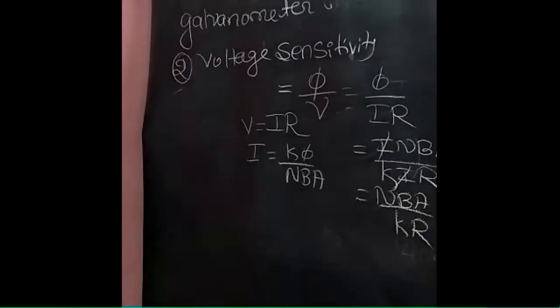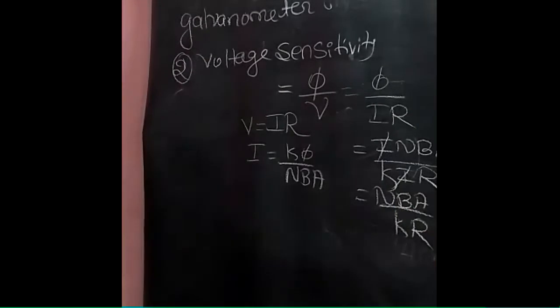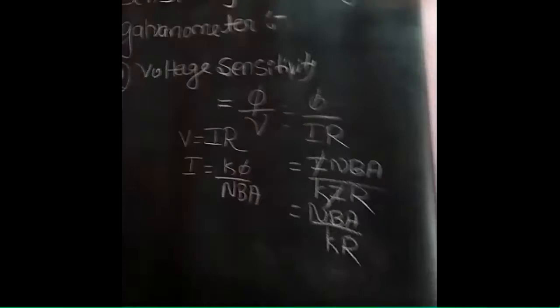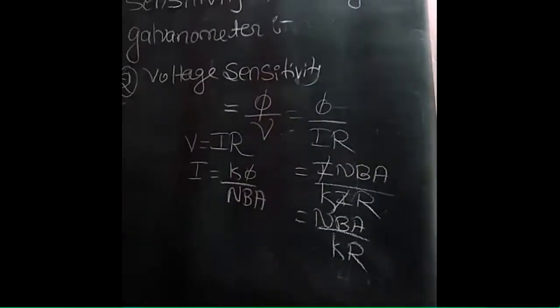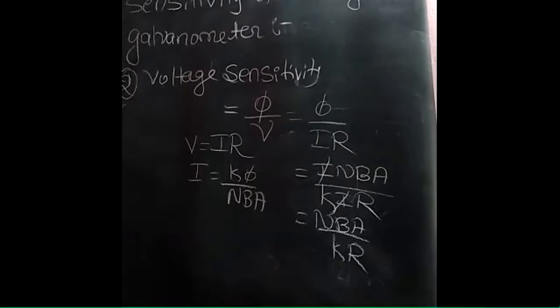So don't get confused here. In case of current sensitivity, you are getting the expression as what? N B A divided by K. Here what you are getting? Here N B A divided by K into R. So this is voltage sensitivity.